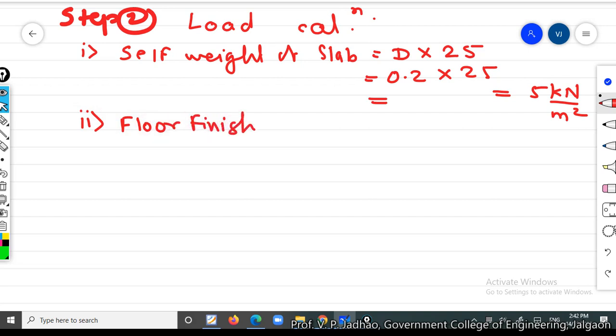If you go through the problem, the floor finish is given as 1 kilonewton per meter square. If the value of floor finish is not given in your problem, then you have to assume some floor finish. Generally, you can get the value of floor finish from IS 875 if it is not given. In this particular problem, the floor finish is given as 1 kilonewton per meter square.